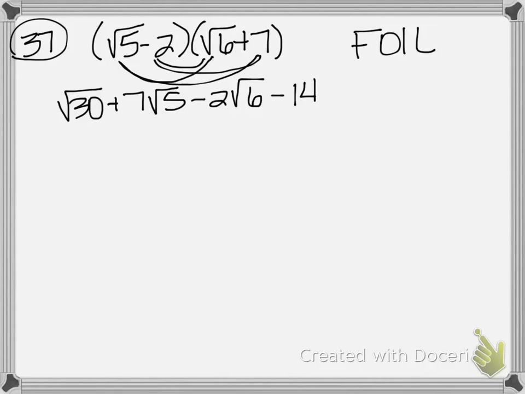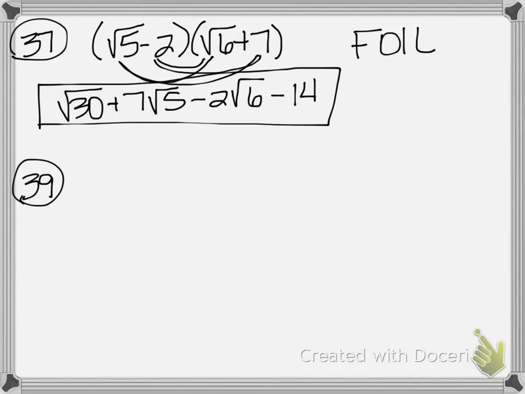Now remember, you can only combine like radicals, and I don't have any like radicals, and 30 won't break down, so this is actually my final answer. I can't do anything more with that. So square root 30 plus 7 square root 5 minus 2 square root 6 minus 14 would be our final on that one.